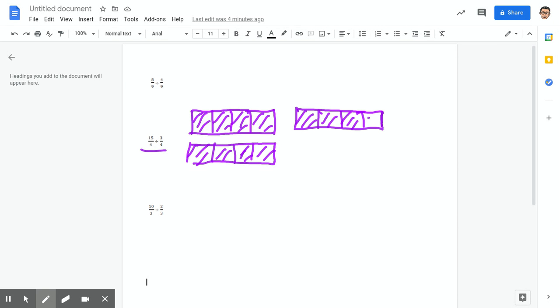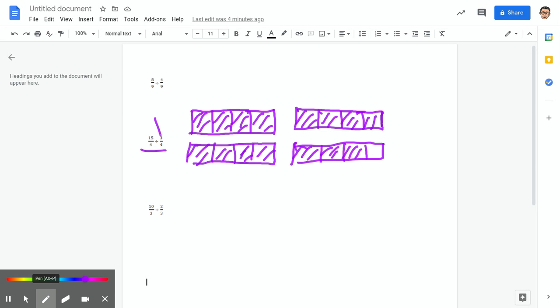Now if I know my multiplication facts, 4 times 3, I have 12. I still need more. 1, 2, 3. So let's see. 12, 13, 14, 15. I have 16 total boxes, 15 of those. Because it's fourths, I still have to keep my fourths. Now how many groups of 3/4 are in 15/4? So let's find out.